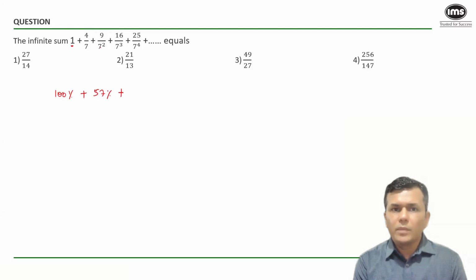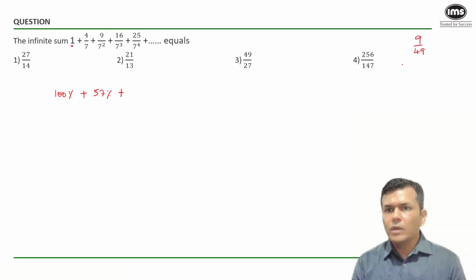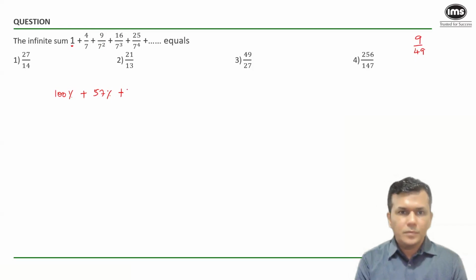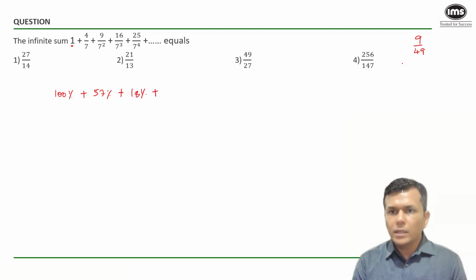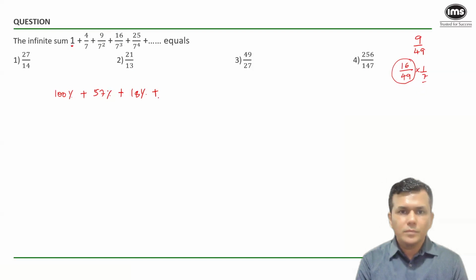9 by 7 square, which is 9 by 49. Okay, so if we write 9 by 49, can we approximately take it as 9 by 50, which is 18%. 16 upon 7 cube. So I'm going to write it this way, 16 upon 7 square into 1 upon 7. How much is 16 by 49? Approximate value of it is 16 by 50, which is 32%. And 32% I further need to divide by 7. So that's approximately 4.5%.